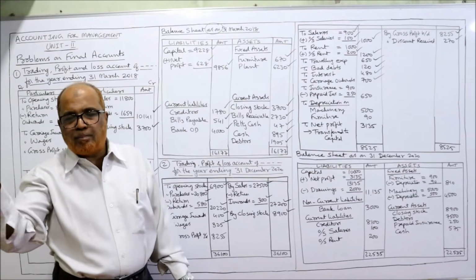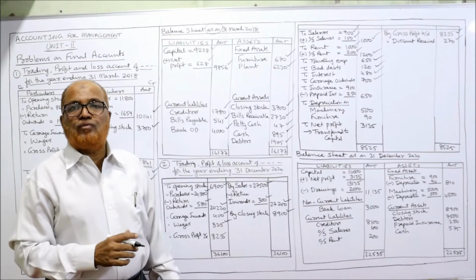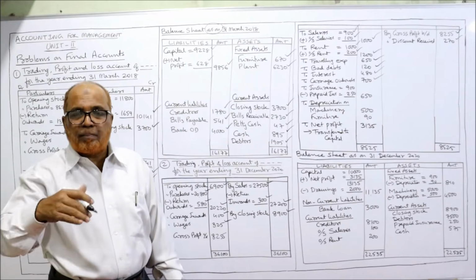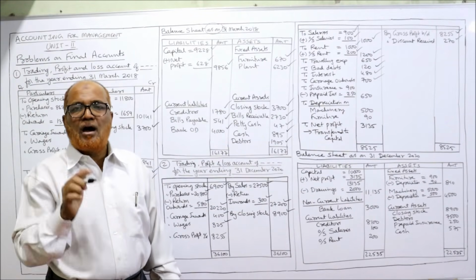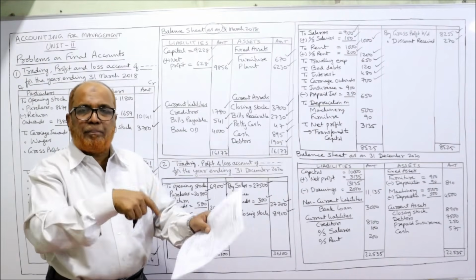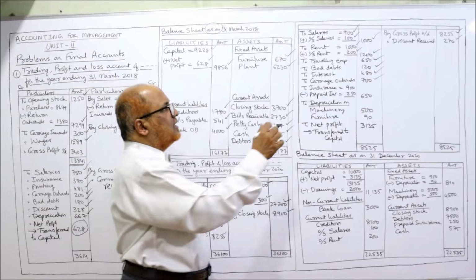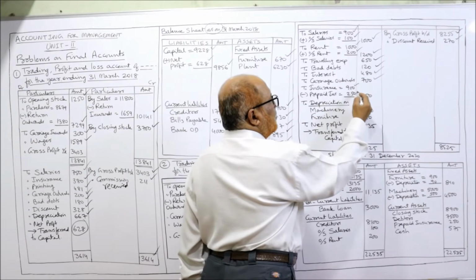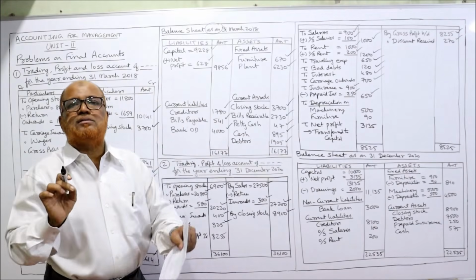900 rupees insurance paid. But in adjustment, it is given prepaid insurance 250. Prepaid means paid in advance, that is not related to the current year. Outstanding will be added, prepaid will be deducted. So 900 minus 250, 650 is the current year's insurance.